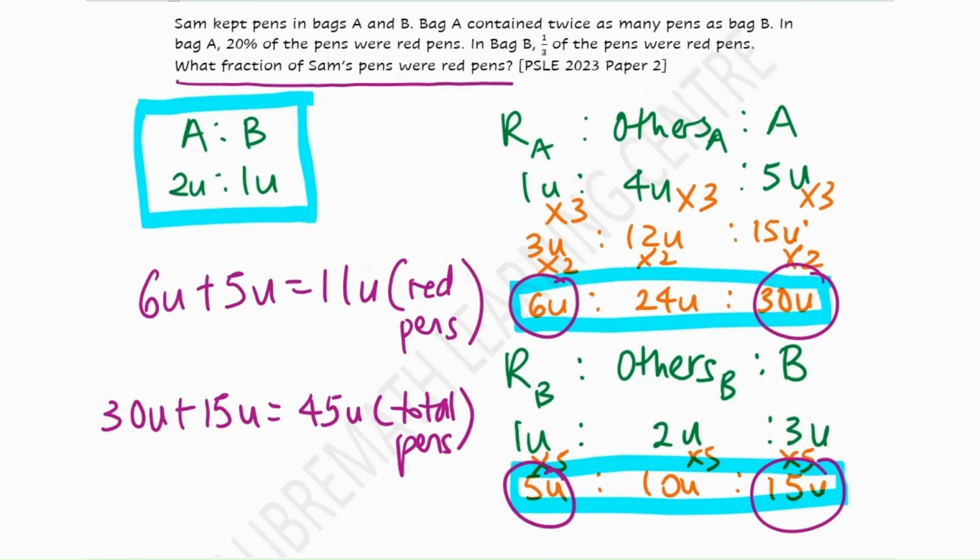Now we can form the fraction, which is 11 out of 45. And 11 out of 45 is already the simplest form, so the answer to this question is 11 out of 45.